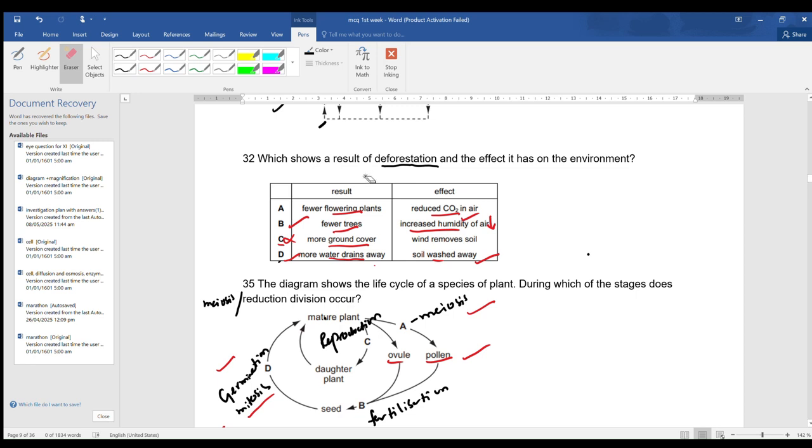Now question number 32 of June 2024. Which shows a result of deforestation and the effect it has on the environment? Result: fewer flowering plants and reduced carbon dioxide in the air. So it is wrong. It will cause increased carbon dioxide in the air. That's why it is wrong.